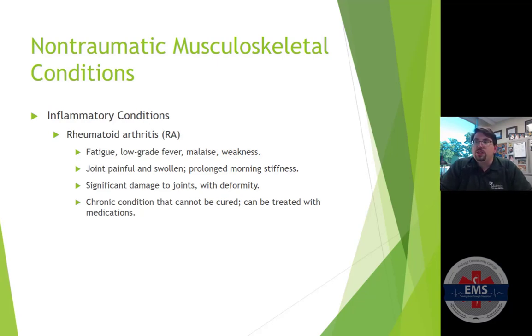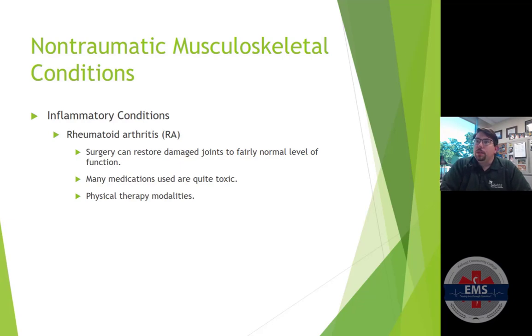We also know that this chronic condition cannot be cured. It can be managed, but there is no cure for RA at this time. Surgery oftentimes can restore damaged joints to a better function than they were, but it's never going to get us back to normal function like a healthy individual would have with healthy joints. A lot of the medications they're going to be on, believe it or not, are quite toxic. They're pretty heavy, hardcore drugs these patients are on, and oftentimes those are going to be used in conjunction with long-term physical therapy modalities as well.